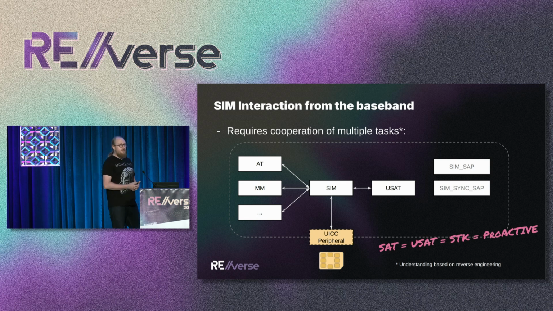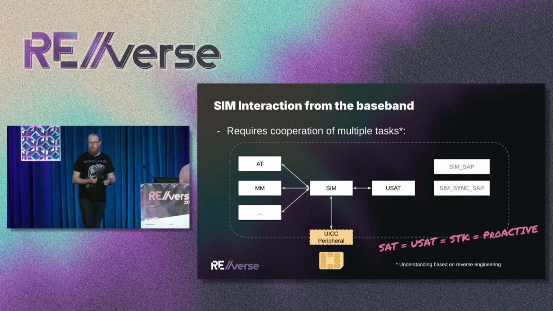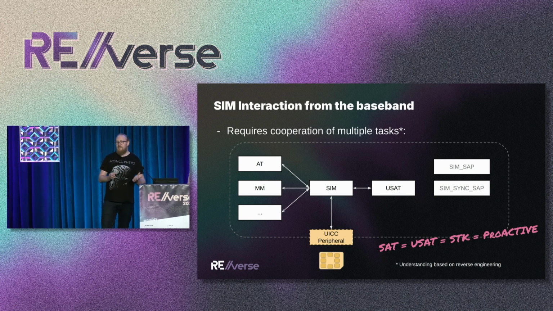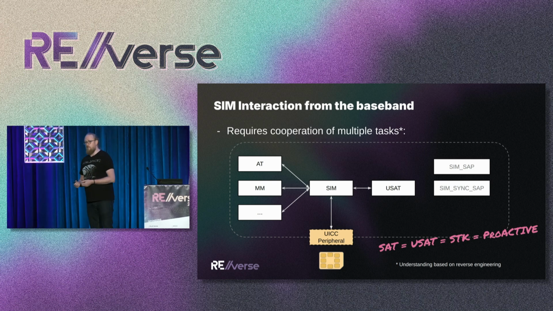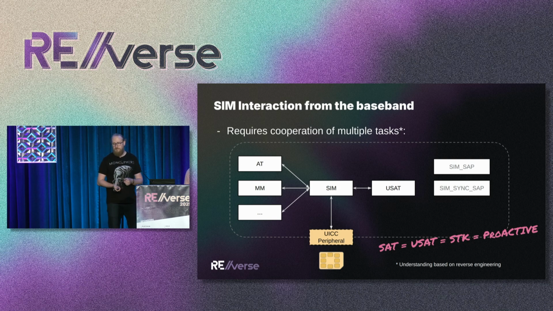Also, a small note here. Cellular security, or in general cellular specifications, use a lot of acronyms. Sometimes they're even equivalent. When we talk about proactive commands, we talk about the universal SIM application toolkit. It all means the same, and there are other abbreviations referring to the same thing, like SAT, the SIM application toolkit, or STK, again, SIM toolkit. So all of these are more or less usable interchangeably.